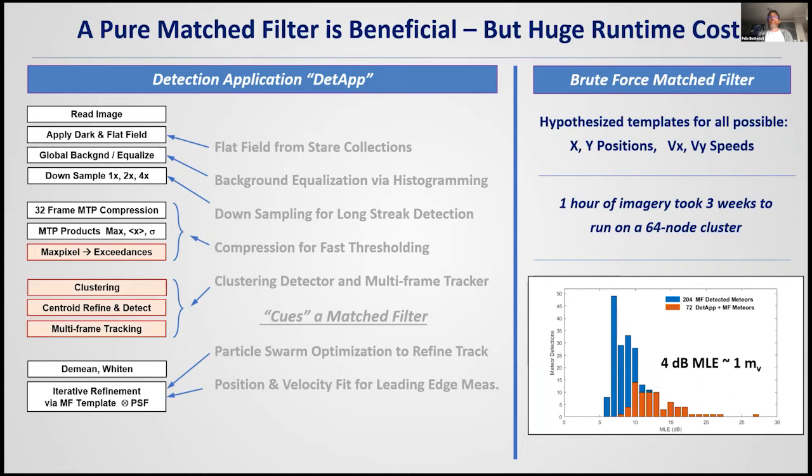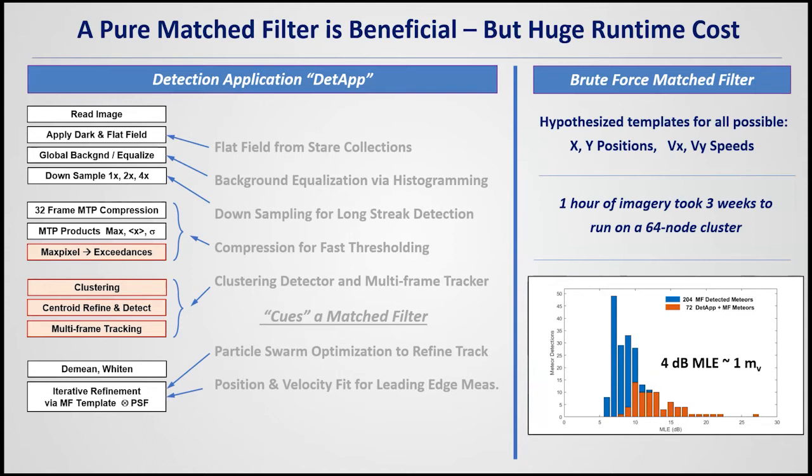However, in order to determine whether or not we're working optimally, we decided to apply a pure brute force matched filter to a data set from the EMCCD low light cameras. And we did see significant gains in detection if we would actually hypothesize all the possible motion templates for speeds and positions. However, to process 1 hour of data, it takes almost 3 weeks of runtime on a 64-node cluster.